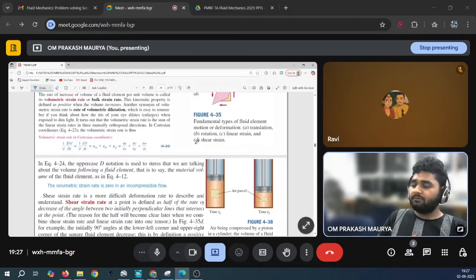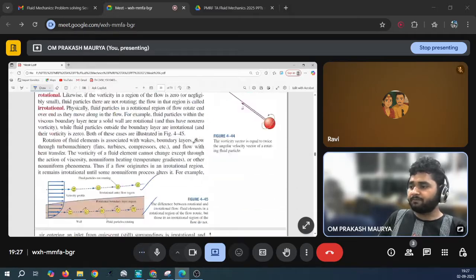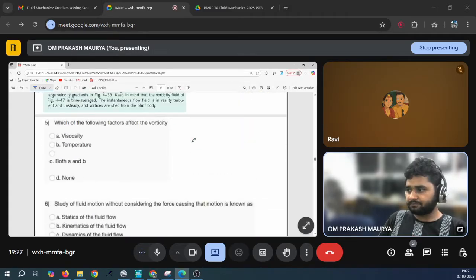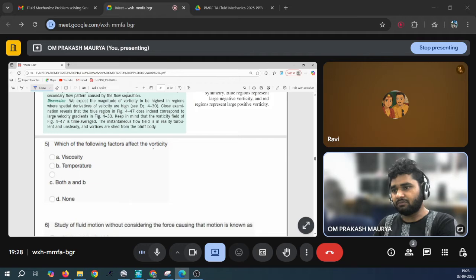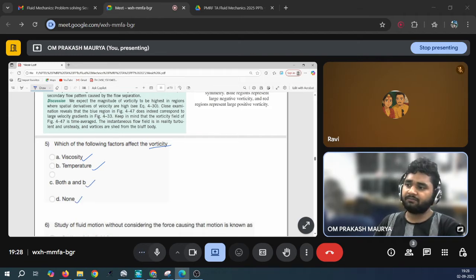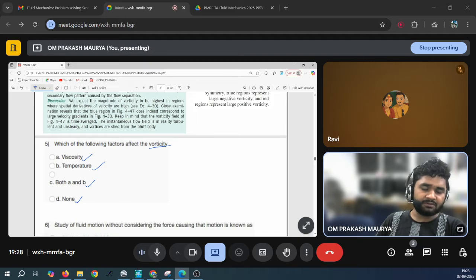Now let us move on to the fifth question. Question number 5: which of the following factors affects the vorticity? Viscosity, temperature, both A and B, or none. Please try to give your answer.